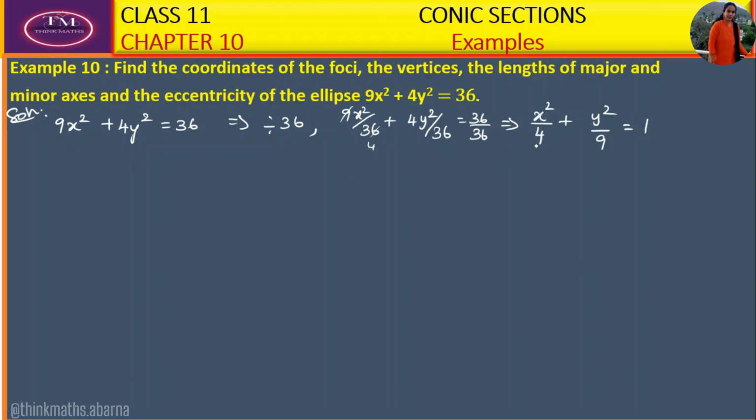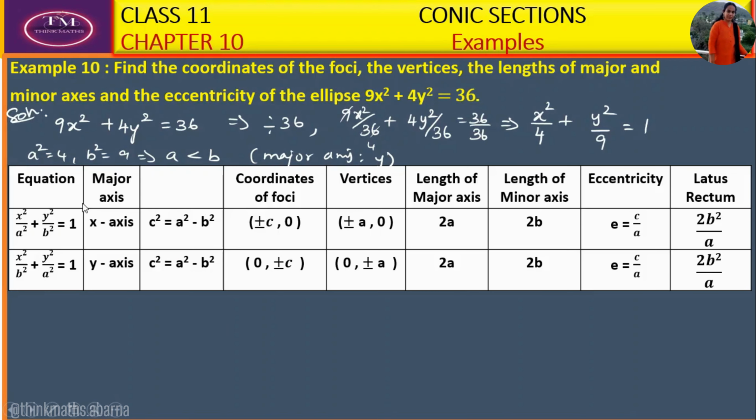Now if you compare here, a square equal to 4 and b square equal to 9. That means a is less than b. So a is equal to 2, b is equal to 3, a is less than b. So major axis is y here. Okay, major axis will be y. Clear? So let me write the table. So major axis will be the y-axis here.